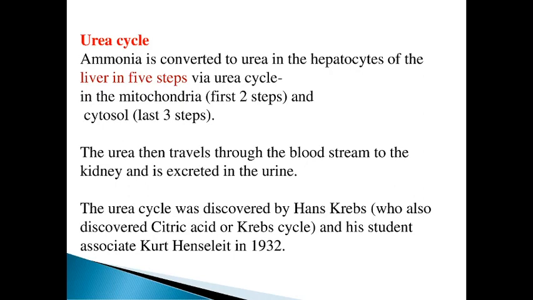Ammonia is converted to urea in the hepatocytes or the liver cells in 5 steps via urea cycle. In the mitochondria, first two steps are there, and the last 3 steps take place in the cytosol of the liver cells. The urea then travels through the bloodstream to the kidney and is excreted in the urine. The urea cycle was discovered by Hans Krebs, who also discovered citric acid or Krebs cycle, and his student associate Kurt Henseleit in 1932.